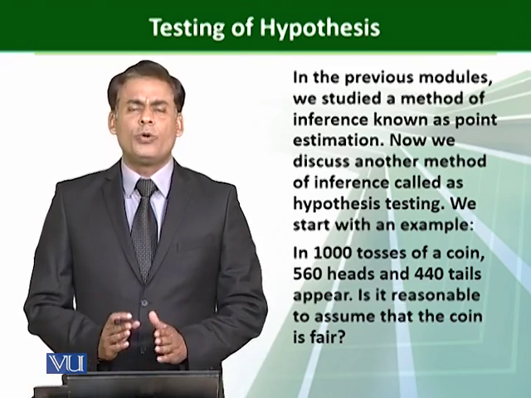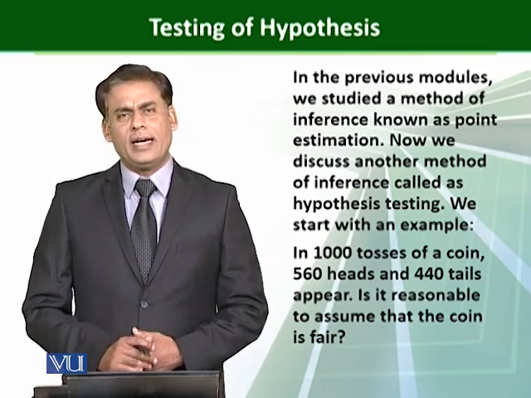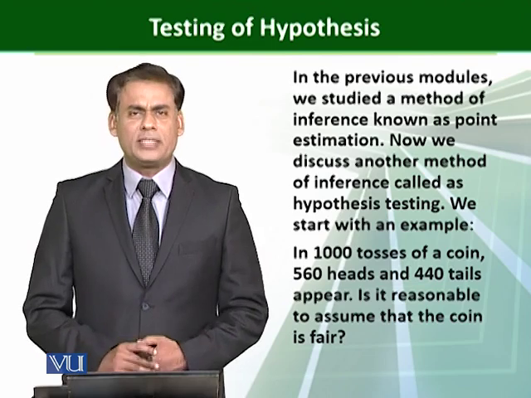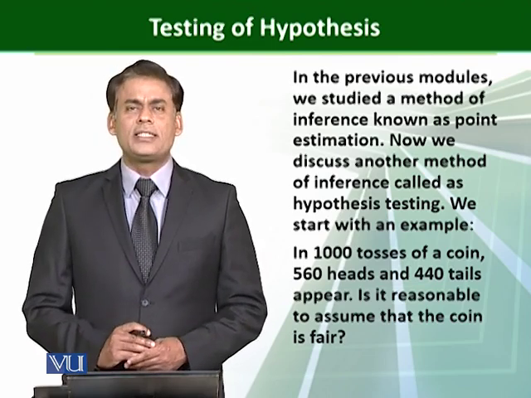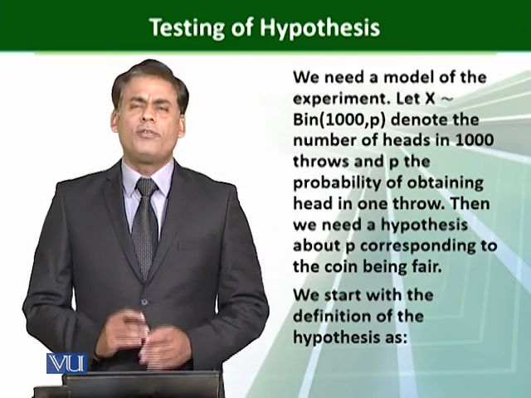First of all, we must know what is the meaning of a fair coin. Fair coin means that the probability of getting head and the probability of getting tail are the same. So we have to test this supposition. We need a model for this experiment.